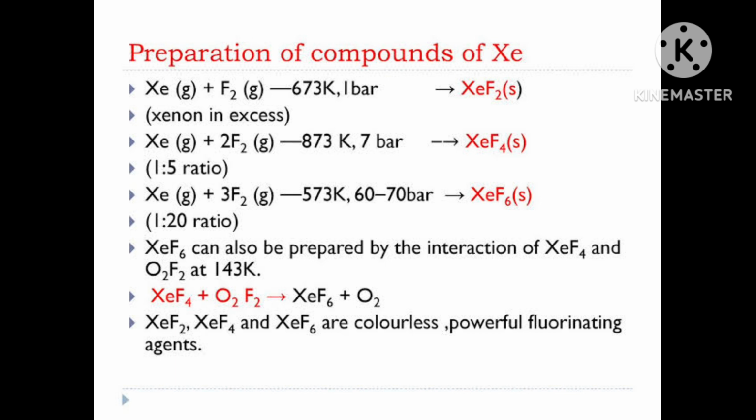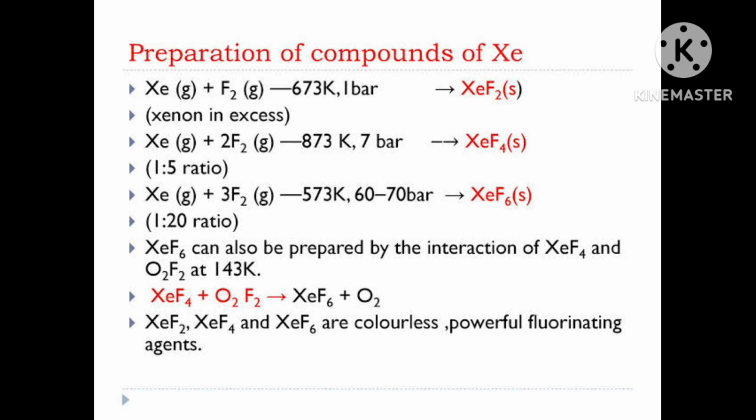Similar way, XeF4 will react with SbF5, antimony pentafluoride. Then again in the same way, SbF5 will accept one fluorine and form SbF6 1 minus, and XeF4 will become XeF3 1 plus, a cation. After accepting the fluoride ion, antimony became the anion SbF6 1 minus, and xenon became positive XeF3. Okay, just like a salt, it is forming a salt, cation and anion.